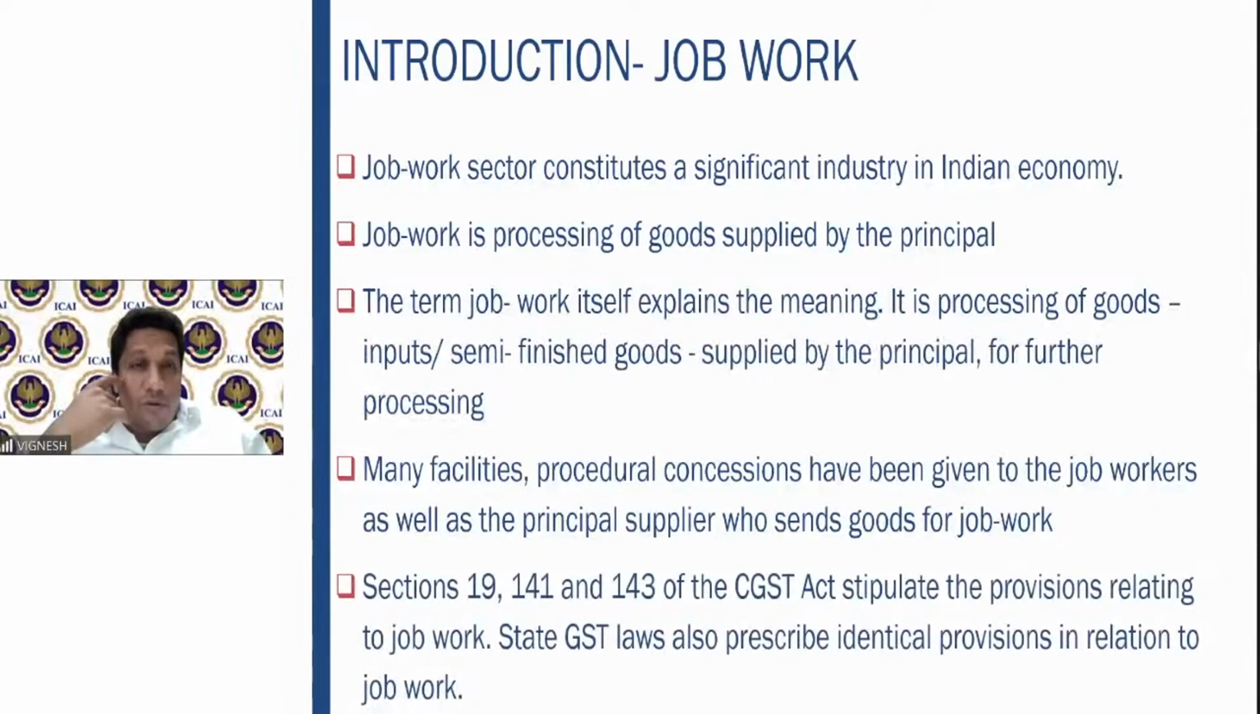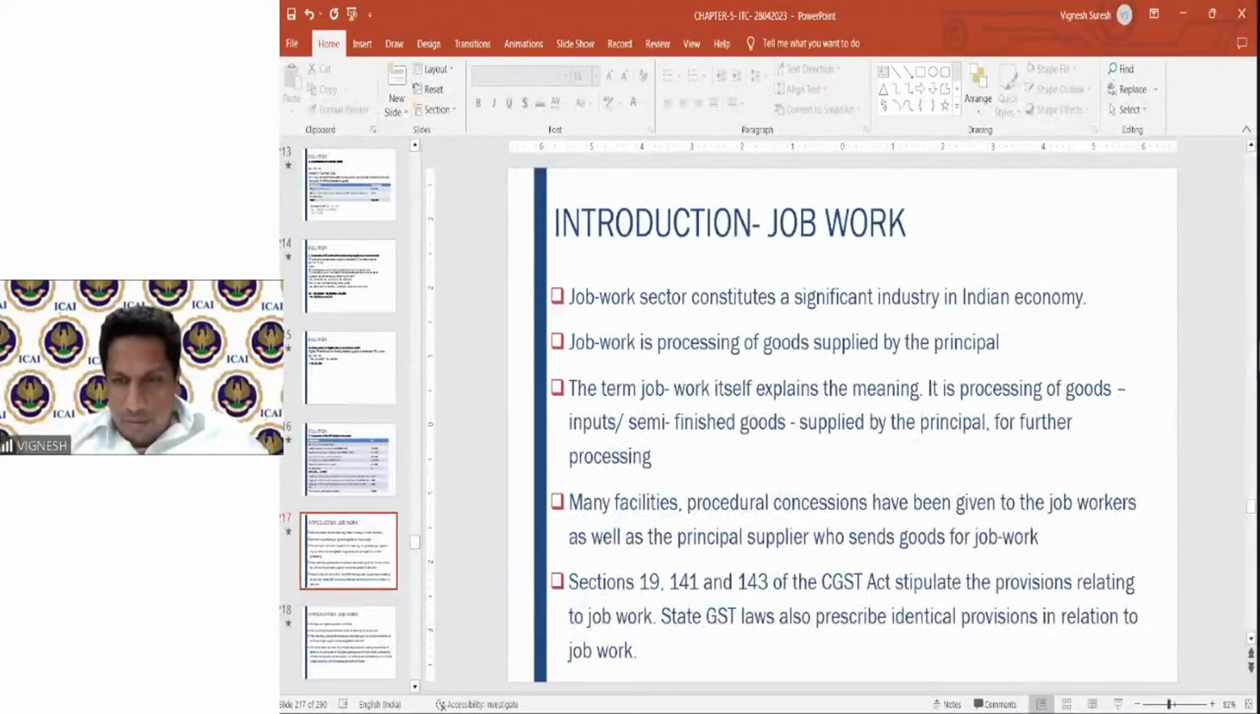So what are the sections we are going to cover here? Sections 19, 141 and 143 of the CGST Act stipulate the provisions relating to job work. State GST laws also prescribe identical provisions in relation to job work. Fine. Any queries here before we proceed?